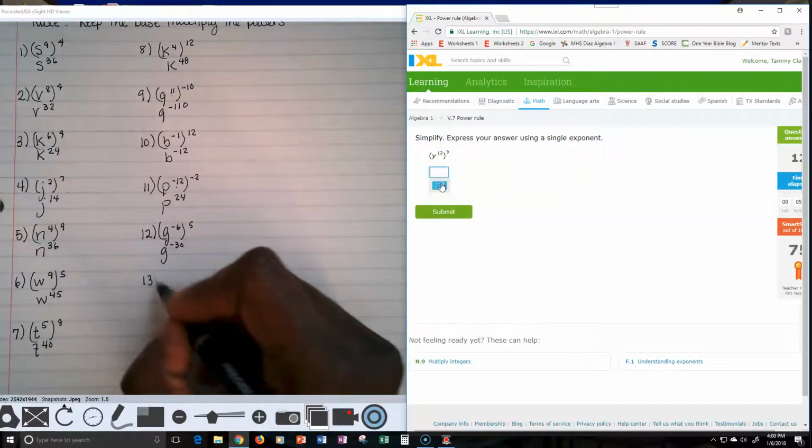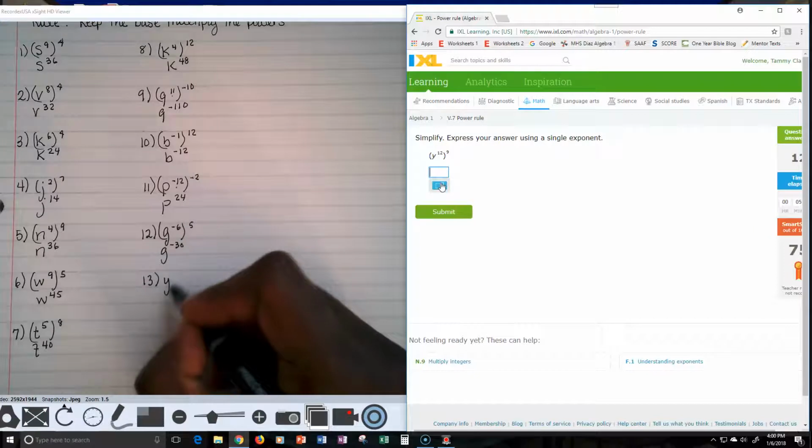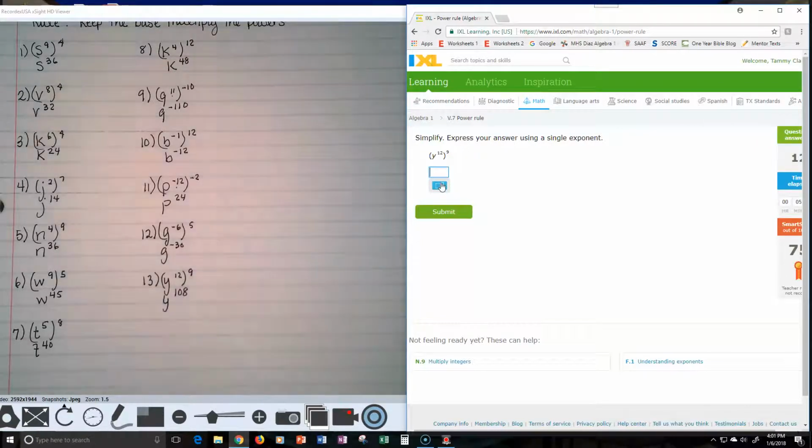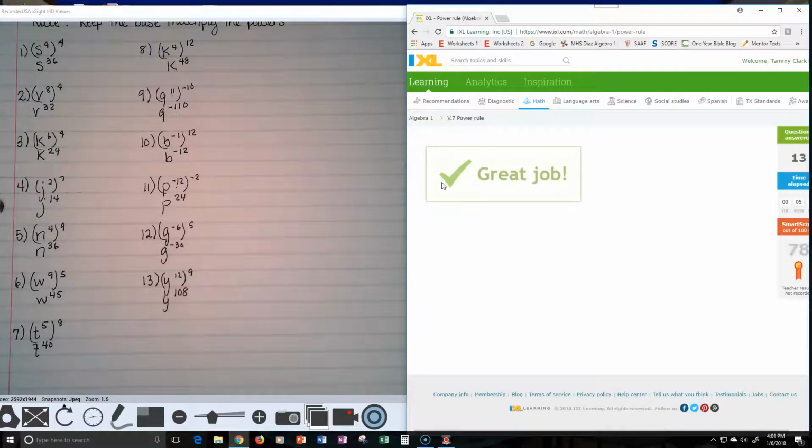Number 13 is y to the 12th raised to the 9th power. So that's y to the 12 times 9, which is 108. So that would be y to the 108.